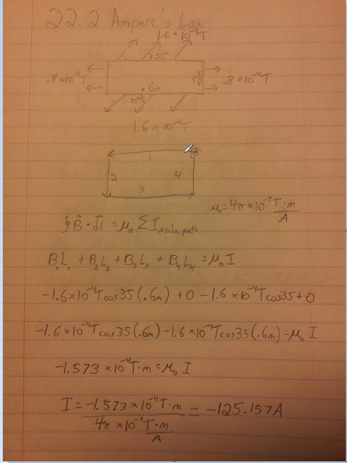So for this path right here, my magnetic field is 1.6 times 10 to the negative 4th times the length, which is 0.6 meters right here, times the cosine between the two, which is 35 degrees, and I have that written out right here. This is negative because the magnetic field is going in the opposite direction in which we are traveling. So we're traveling this way, and the magnetic field is going that way.